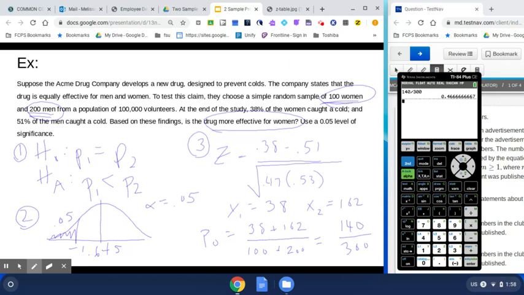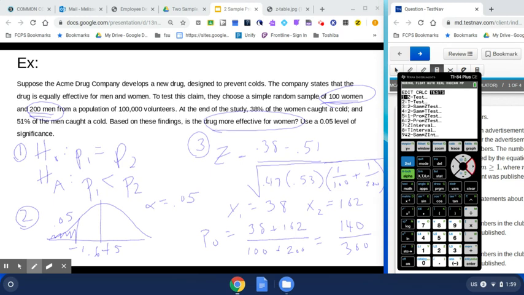So that's the 1 minus P sub 0, or if you wanted to indicate that as Q sub 0, we see that a lot. I would multiply that by 1 over N1, which was the number of women in the sample, plus 1 over N2, which was the 200 men. That is all underneath the square root sign. Guys, I'm showing that formula, but we are going to be using the calculator to calculate that test statistic for us.